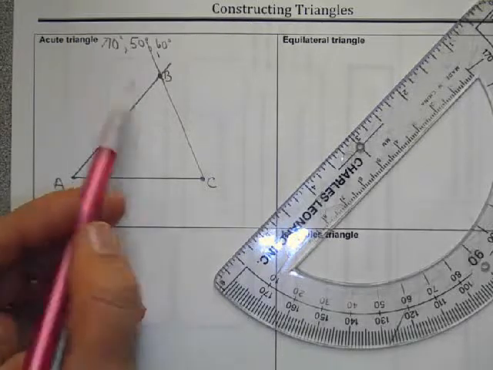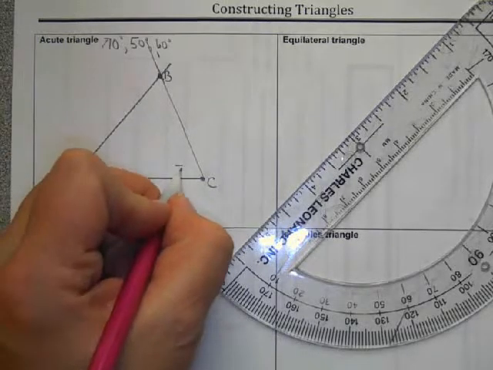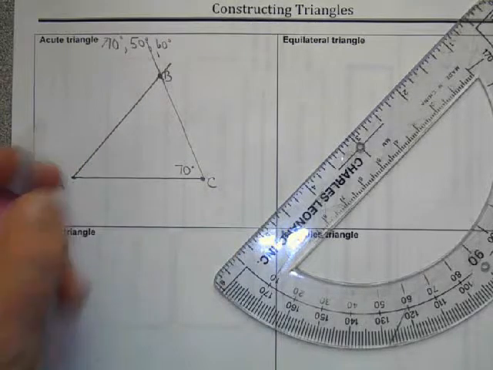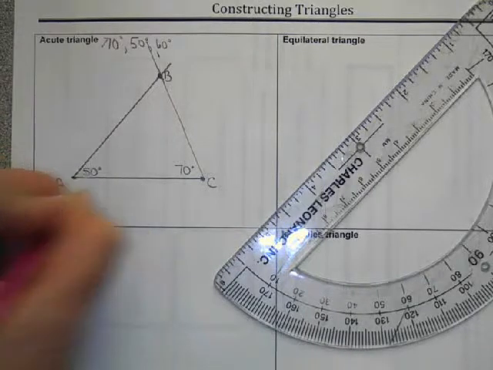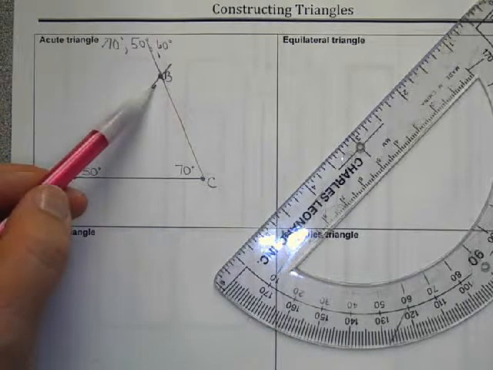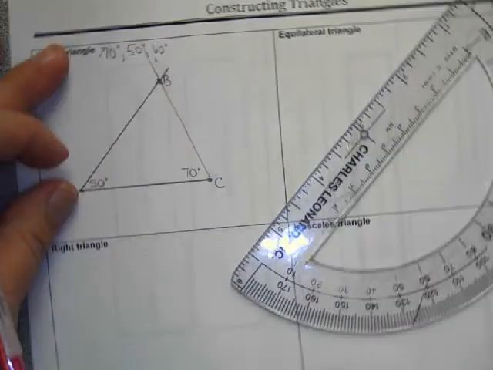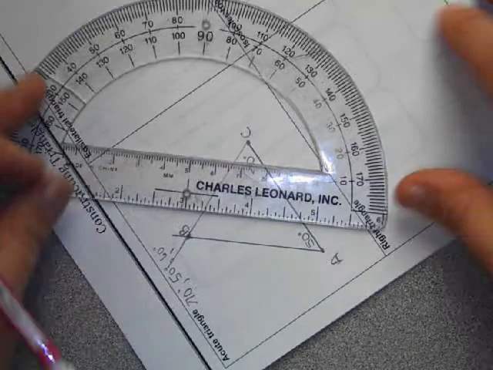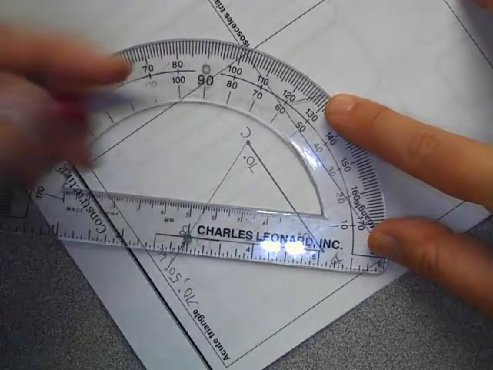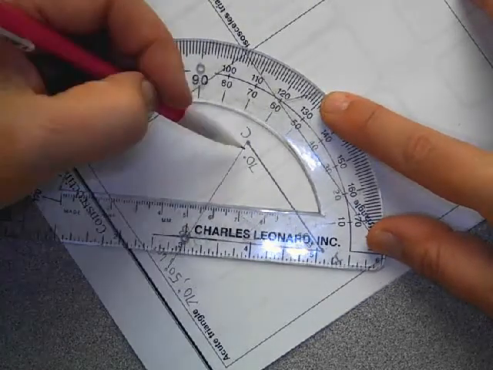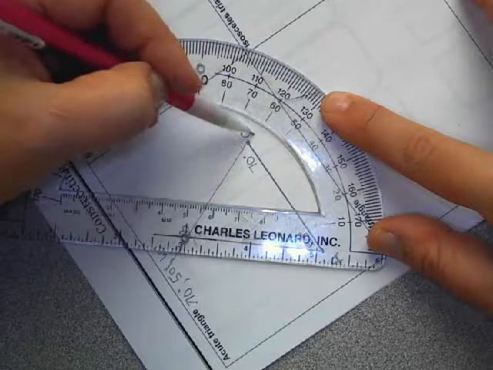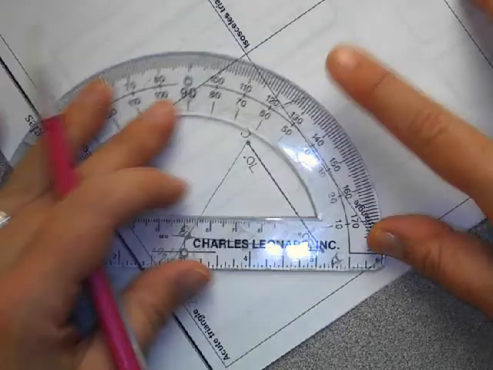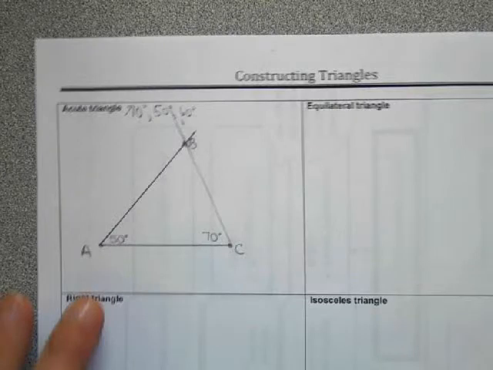My first angle was 70 degrees. This angle was 50 degrees. And if all went well, this angle should actually be 60 degrees. So if I decide to measure that, if we look right there, 60 degrees. So we did that correctly. So that is an acute triangle.